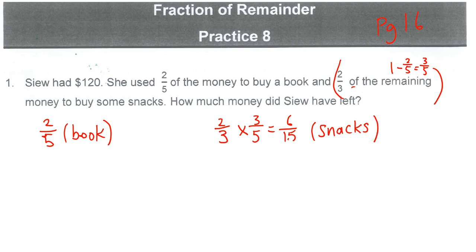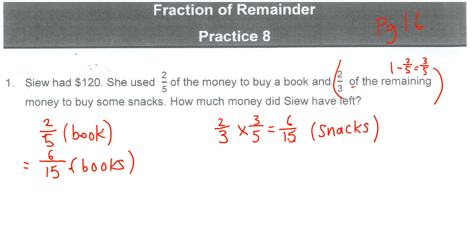Okay. Now, because the total units are 15, here is 2/5. It might be better for me to change them to the common denominator, so it's easier to compare. So 6/15 is the books, whereas 6/15 is the snacks. How much money did Sue have left?